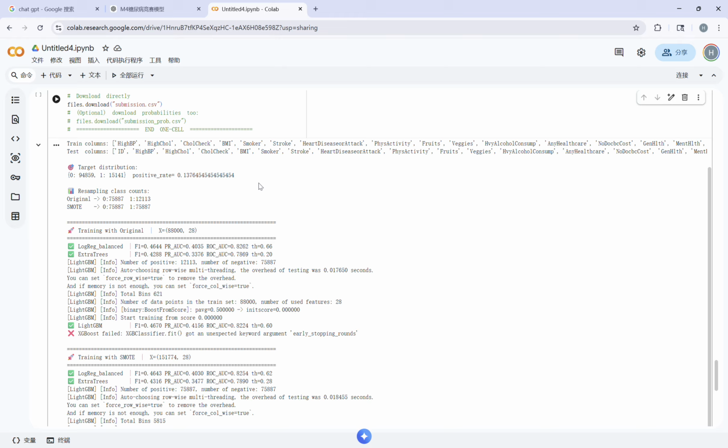Next, PR-AUC, at around 0.416, is especially important here because positives are rare.